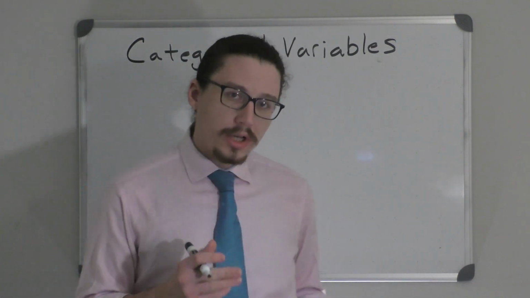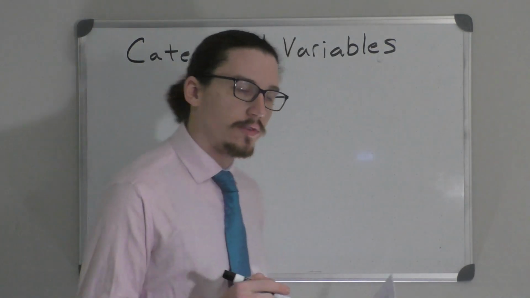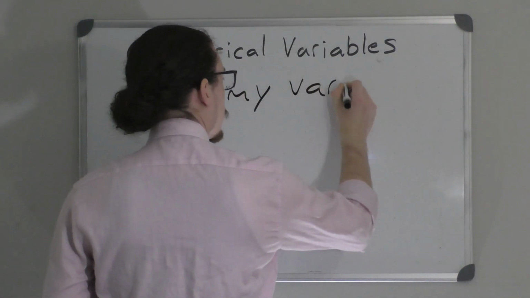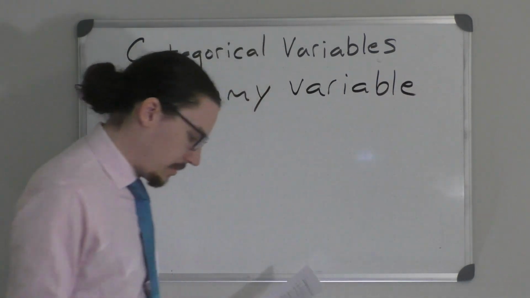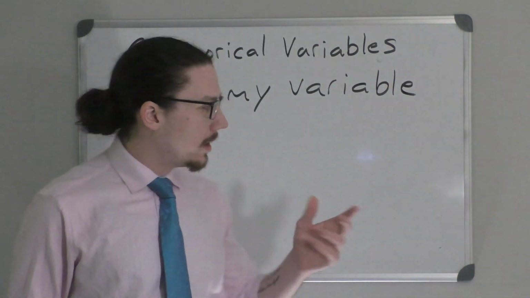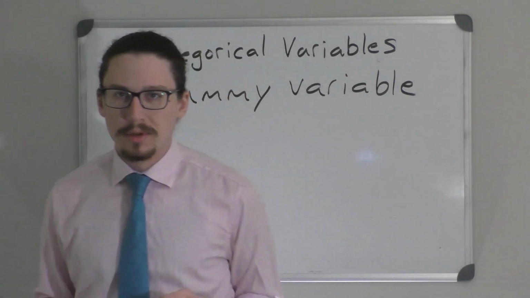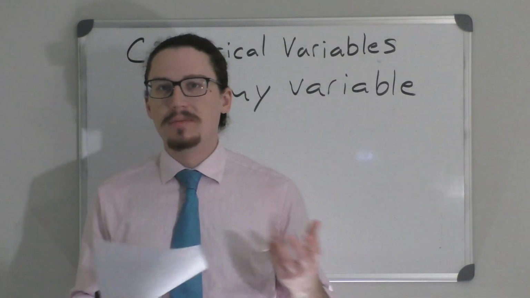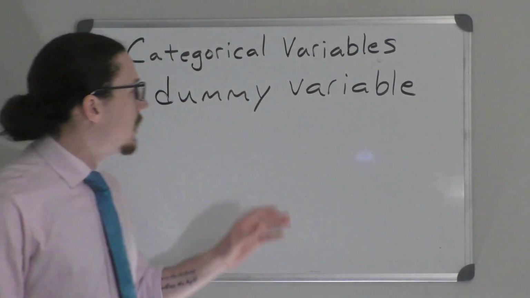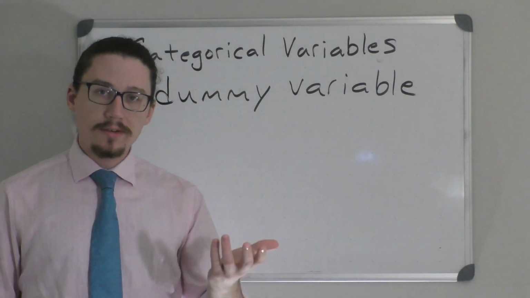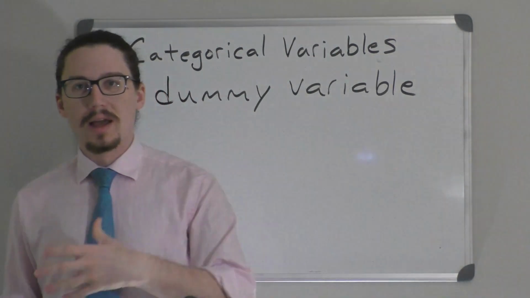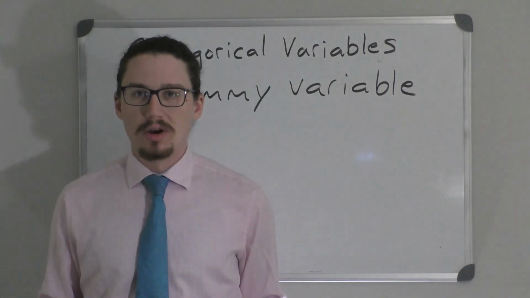Well, we're going to use what is known as a dummy variable. Dummy variables are also known as indicator variables, although I prefer dummy variables, this is what I'm used to, but they're the same thing. The way these dummy variables work is we're going to assign one value of our categorical variable to be 1 and the other to be 0.